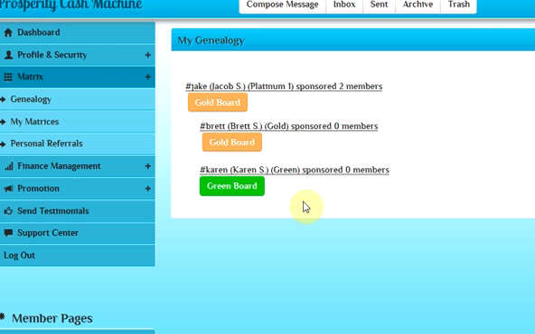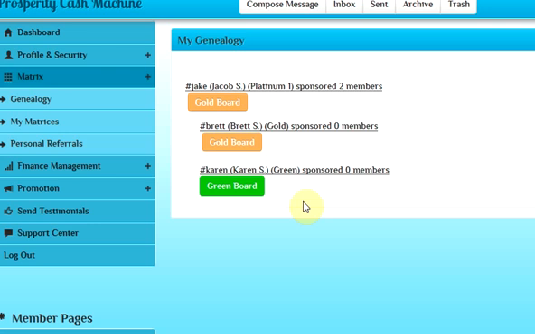But the other way to do it is you may be interested in helping the people who are actually helping themselves. In other words, you may look through your genealogy and see the people who have started to work in the business and they have one personal referral, but they don't have two yet. They're still on a gold board. You may decide that you want to help that person cycle to your gold board next.